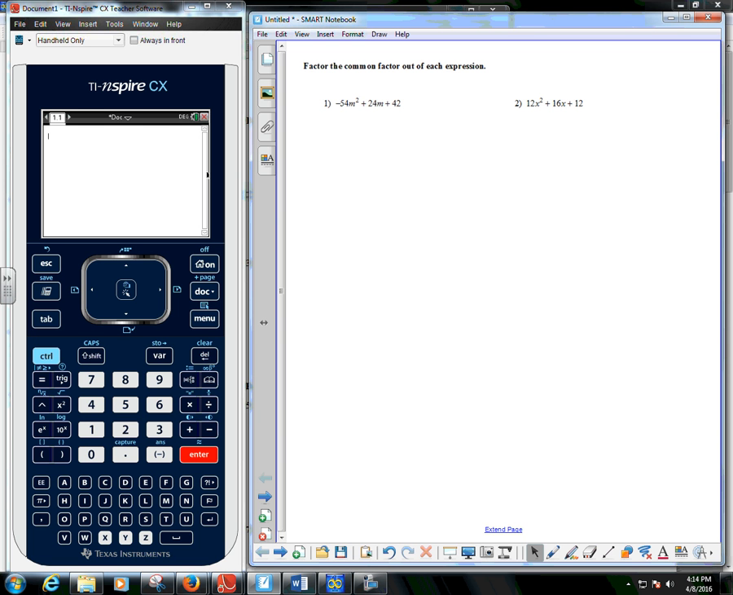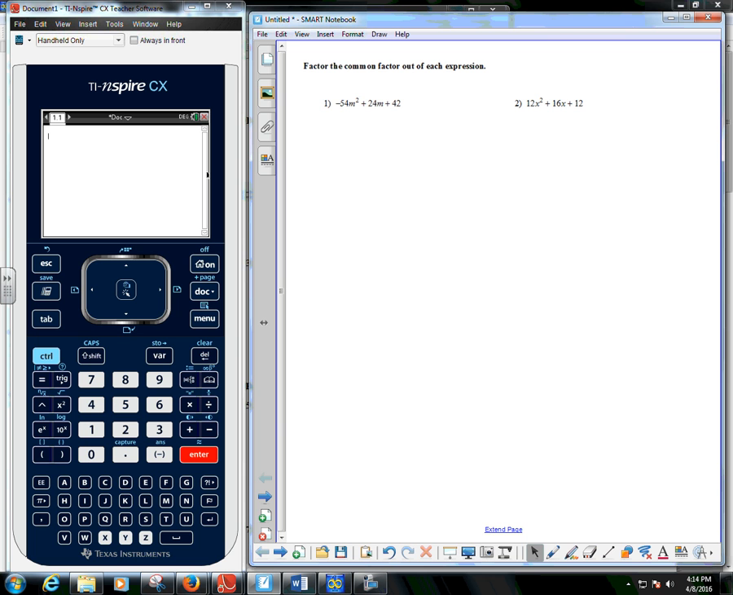So I look at number 2 and I ask myself, because the directions say factor the common factor out of each expression. So when I'm factoring out the GCF, I'm thinking about what's the biggest number and what's the biggest variable that I can take from each term. Remember, terms are separated by plus and minus signs.